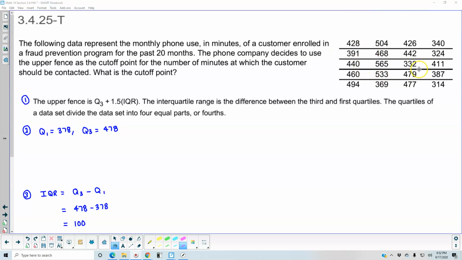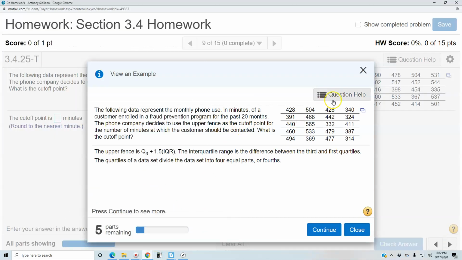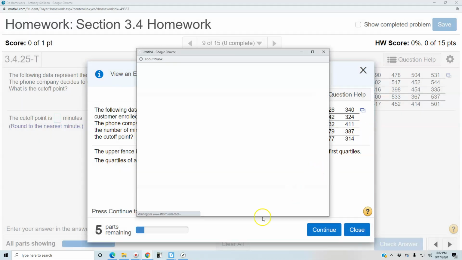So we could either find the quartile 1 and quartile 3 by doing this by hand, or let's do this by StatCrunch. So we need to pull that data from our problem. So we're going to open up our data into StatCrunch.